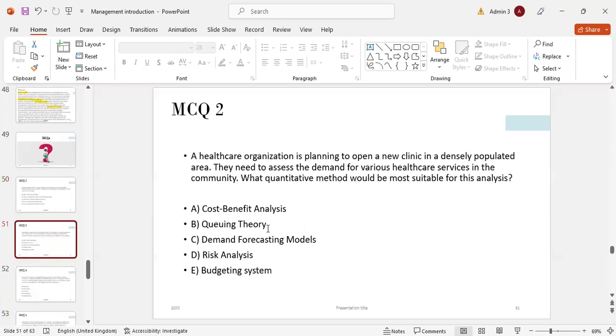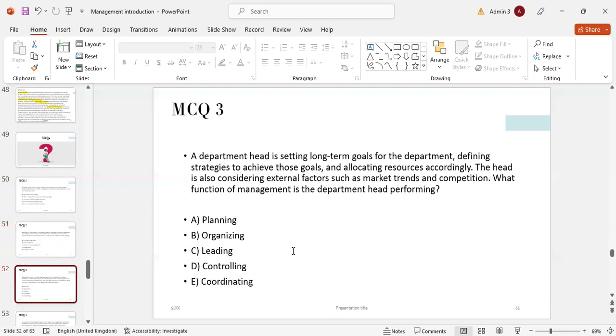MCQ number 2: A healthcare organization is planning to open a new clinic in a densely populated area. They need to assess the demand for various healthcare services in the community. What quantitative method would be the most suitable for this analysis? Cost benefit analysis, queuing theory, demand forecasting model, risk analysis, or budgeting system? As there is demand for various healthcare services, the answer is demand forecasting models.